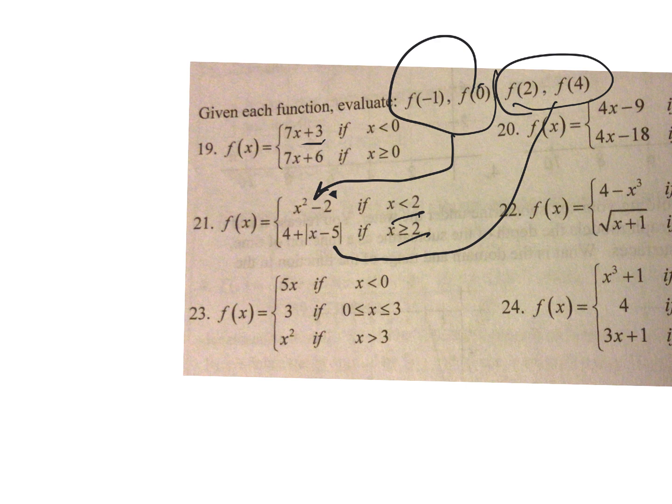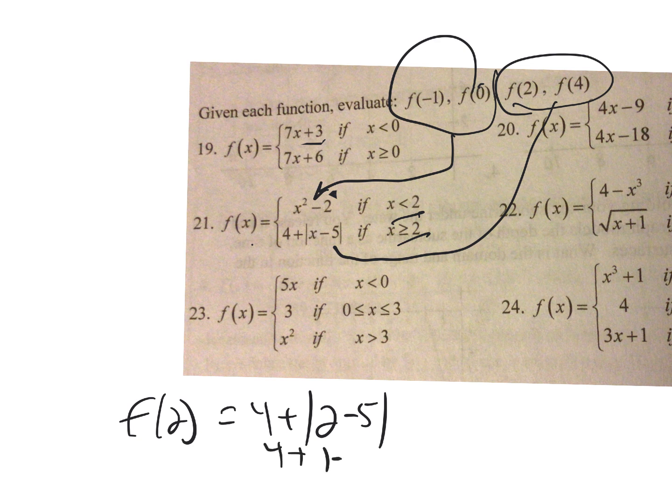Are you okay with the absolute value? Maybe we should talk about that. If x equals 2, say, so let's say I'm trying to find f of 2, I'm going to drop it into 4 plus the absolute value of 2 minus 5. 2 minus 5 is negative 3. The absolute value of negative 3 is 3. So 4 plus 3 equals 7.